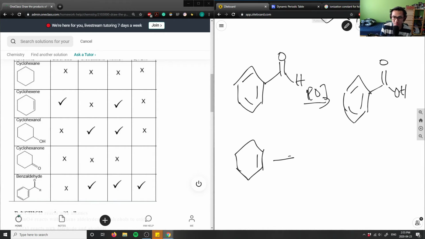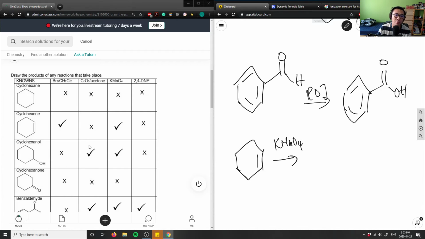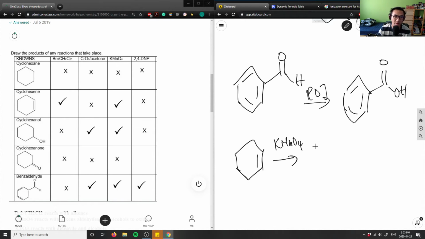You have an alkene here, and if you react it with KMnO4, a very, very strong oxidizing reagent, in this case CrO3 would not do the same thing. KMnO4 is basically the strongest oxidizing reagent. It's going to form a diol here. So I have OH here and OH here. So it will react with KMnO4, but not with CrO3.